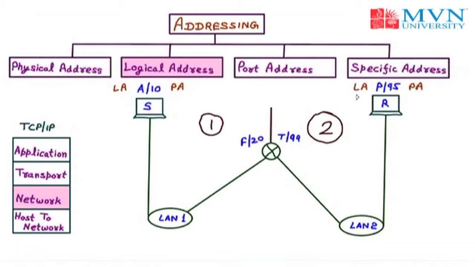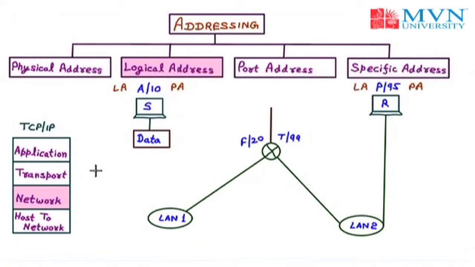Now the sender will send the data to LAN 1. The data is coming from the other layers, that means from the application layer and transport layer. But whenever the data comes to the network layer, we will add the logical addresses, that means A as well as P. A is the logical address of the sender, and P is the logical address of the receiver. We add the logical addresses because we are working on the network layer.